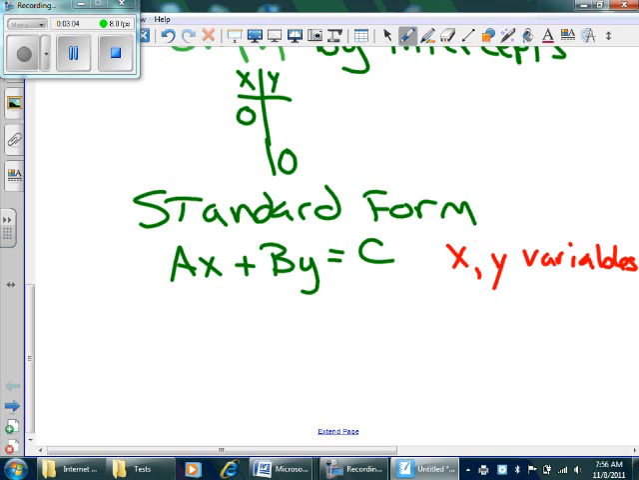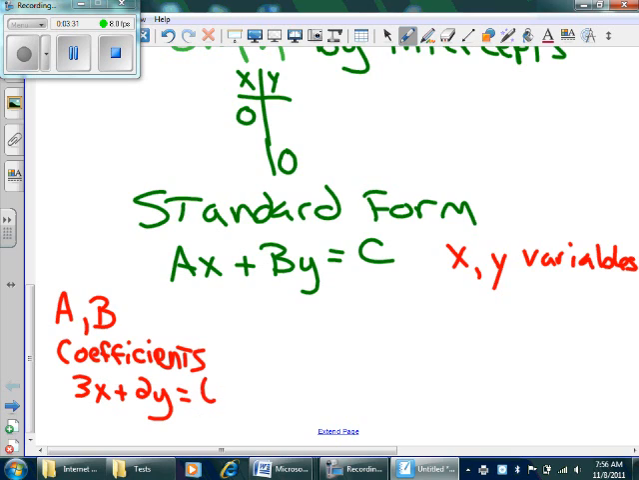Notice they are capital A, B, and C, and that is important because in slope y-intercept, lowercase b means y-intercept. So please be careful with that. They are capitals. A and B are coefficients, which simply means that they are the numbers in front of the variable. So like 3x, A would be 3, plus 2y equals 6. 2 is B. C is called a constant.